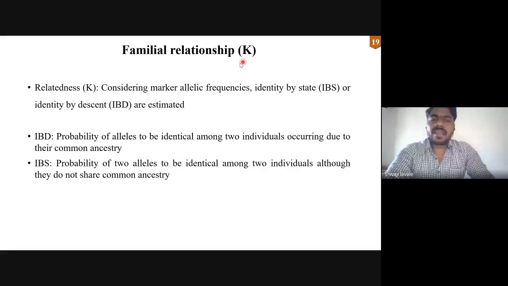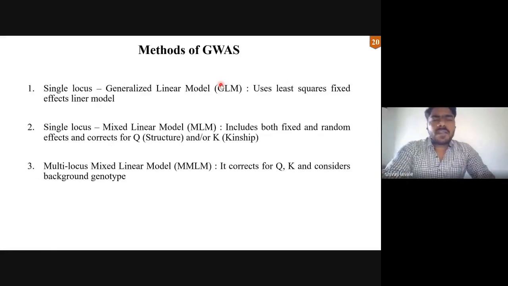We have software like GAPIT, which will give a kinship matrix. As in population structure, it gives the Q matrix; here it will give the K matrix, which will be used in association analysis. So we have phenotypic data, genotypic data, the Q matrix as population structure, and the K matrix as familial relationship. After having all this data, we need to select the method for GWAS analysis.